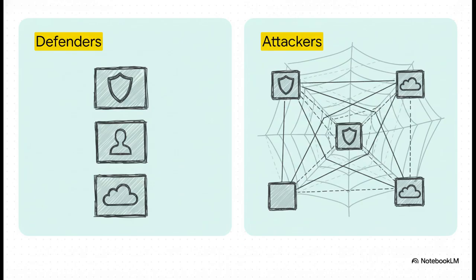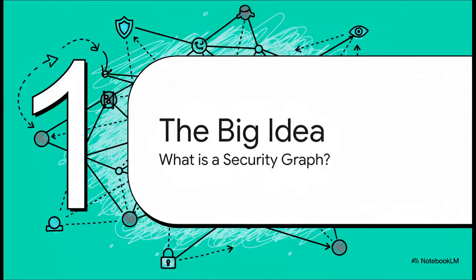Oh, they see a web of connections. They see the relationships, right? Between every user, every device, every resource. It's a proactive, relationship-aware way of thinking. To counter this, defenders have to start adopting that same perspective. And this brings us to the big idea that's really changing the game, the security graph.